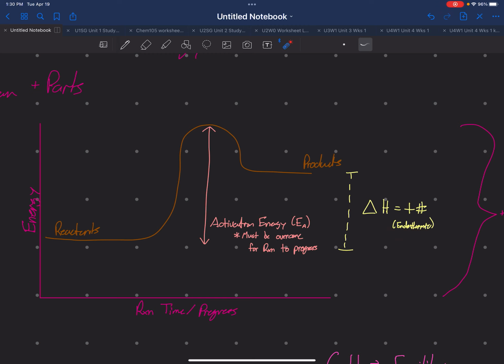So I hope that made sense. So this reactants have to overcome a hump before they become products. What's that hump called? That's the activation energy, right? And then the difference in the energy levels between the reactants and products, indicated by this, is your delta H. And since the products end up higher, it's positive, so we have an endothermic reaction.